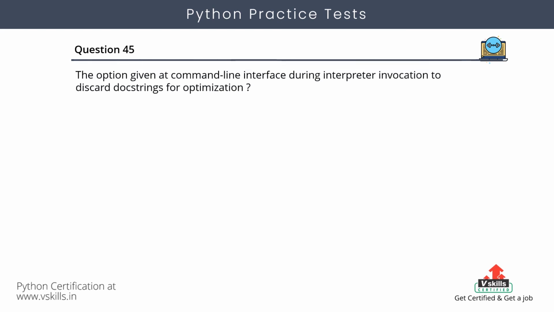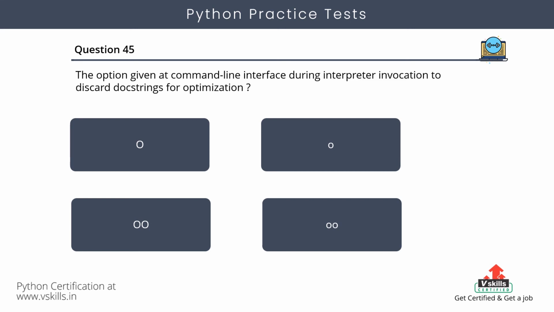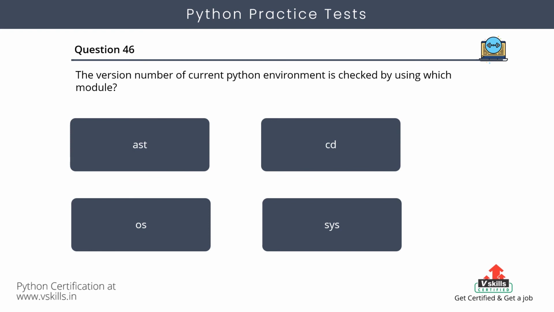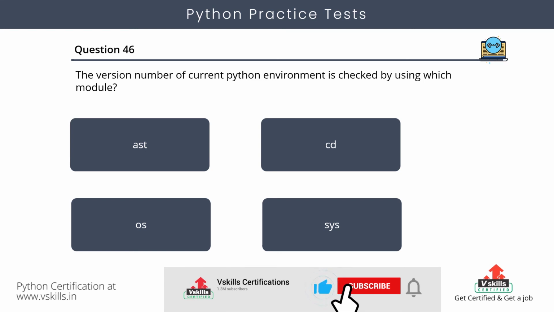Question 45. The option given at command line interface during interpreter invocation to discard docstrings for optimization is? The correct answer is option C. Question 46. The version number of current Python environment is checked by using which module? The correct answer is option D.